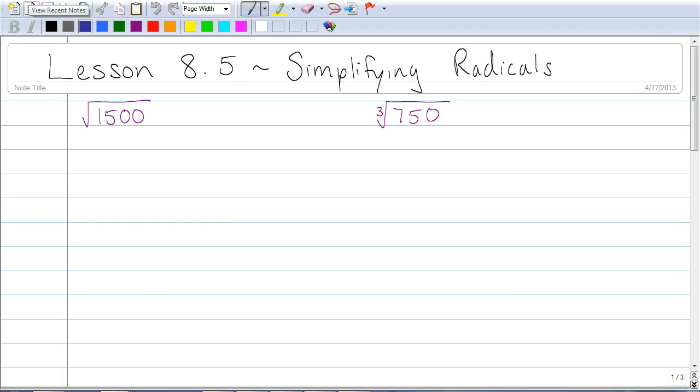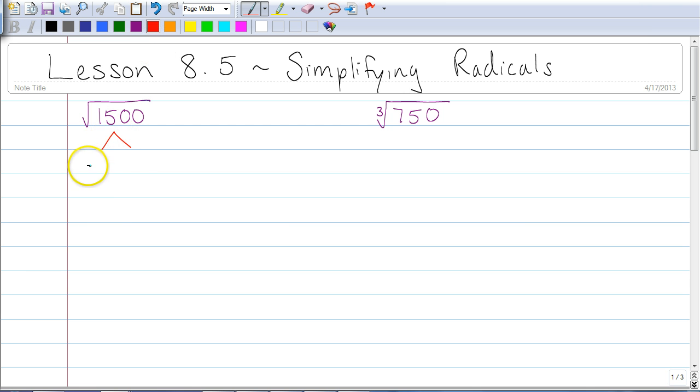Okay, in this lesson we're going to learn how to simplify radicals, because it doesn't always work out nicely, where if we take the square root or a cube root of it, there are going to be numbers left over. Let's look at this first example. Here this is the square root of 1500.